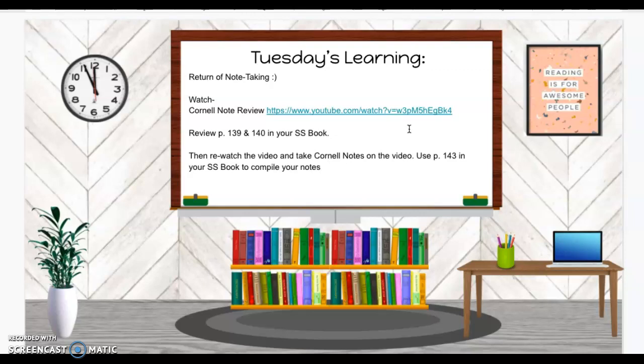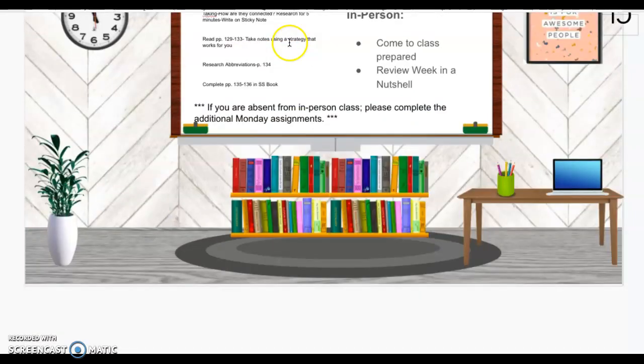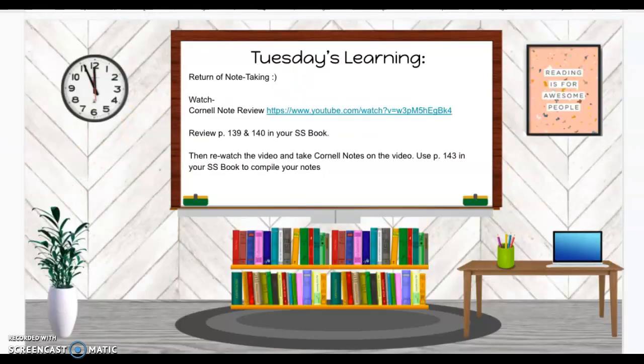And watch this video and then review pages 139 and 140. It talks a little bit about a form of Cornell notes. Then you're actually going to rewatch the video that you watched to review our idea of Cornell notes. And you are going to take your own series of Cornell notes on the video. Okay? So you're really watching it twice.